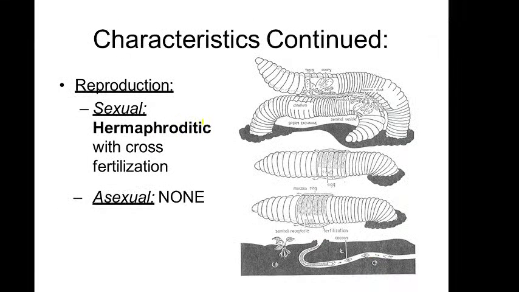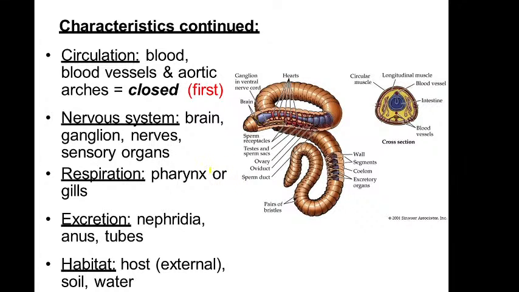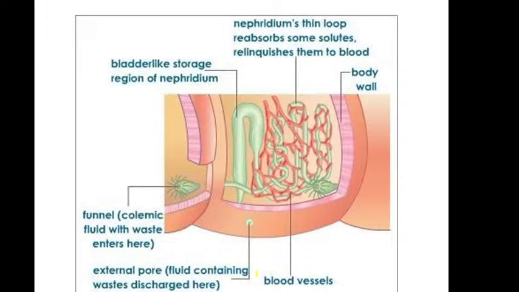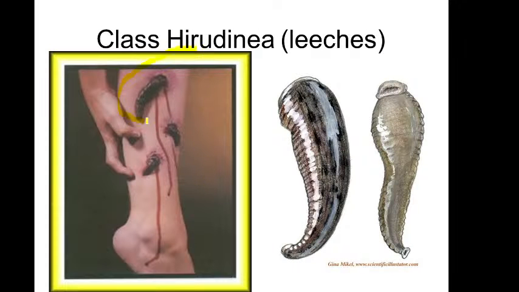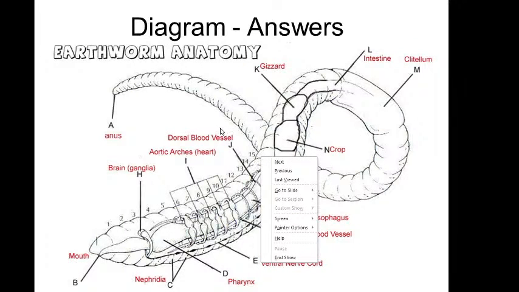Then we have the digestive system, and the reproductive system which takes place in the clitellum region. Then for circulation, they have blood vessels and a circulatory system. The nervous system is there, with brain, ganglia, and nerves, excretion is there, and of course they live in the soil or in the water. So that's all in this case. This is Hirudinea, these are the leeches which feed on humans.